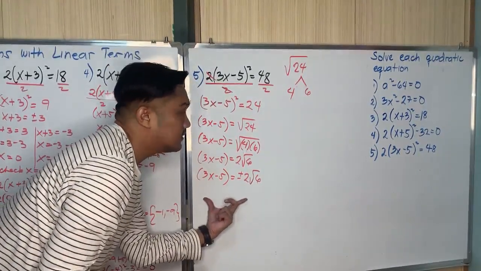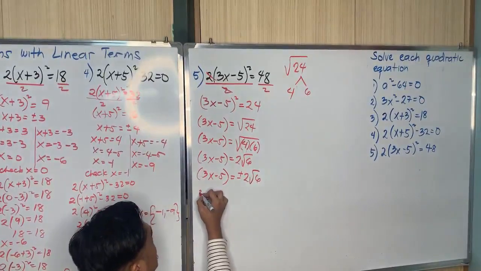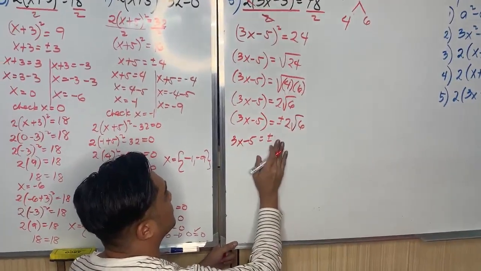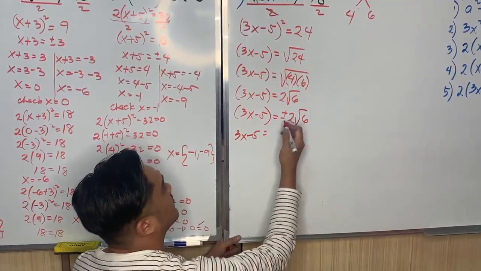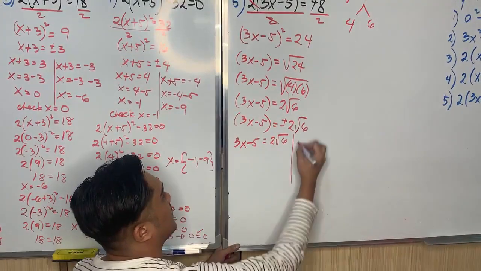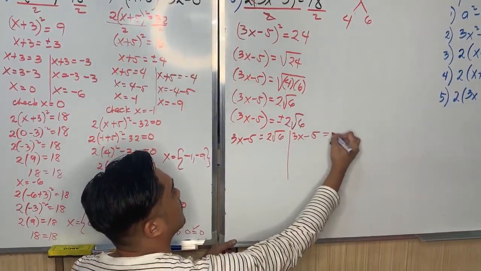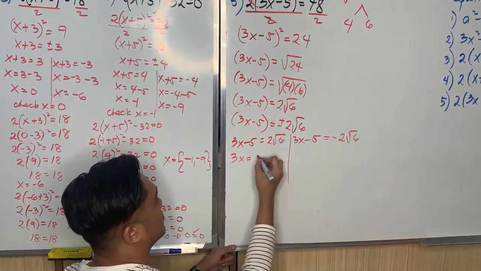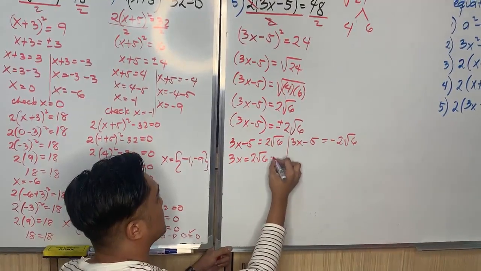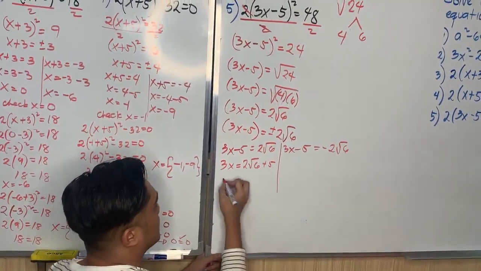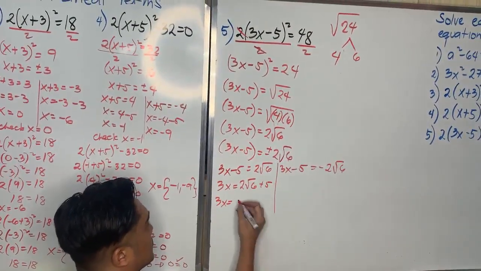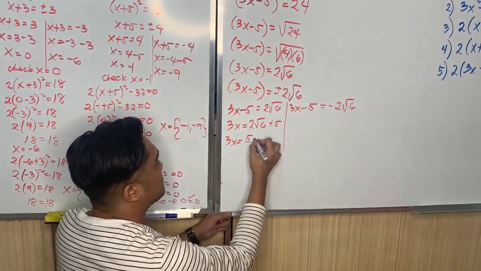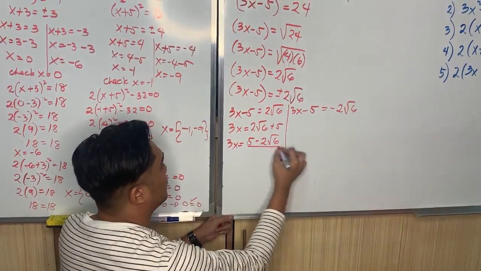Continue lang natin. Ilipat sa kabila yung 5. 3x minus 5 is equal to positive negative, positive muna, 2 square root of 6. At saka 3x minus 5 is equal to negative 2 square root of 6. Kaya magiging 3x is equal to 2 square root of 6 minus plus 5. So 3x is equal to, unahin natin yung walang radical. 5 minus 2 square root of 6 all over.